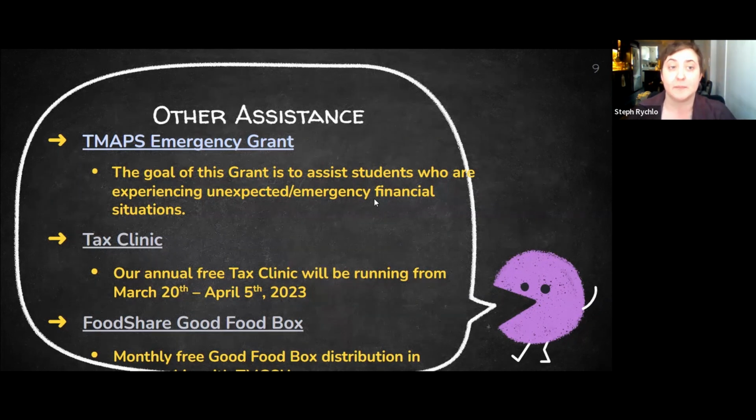We've also opened a Tmaps Global Emergency Relief Grant. This is a grant that is offered to students who may be experiencing the effects of global emergencies. So if this is a situation that you are in, please look up on tmaps.ca our Global Emergency Relief Fund and apply so that we can get that to you.